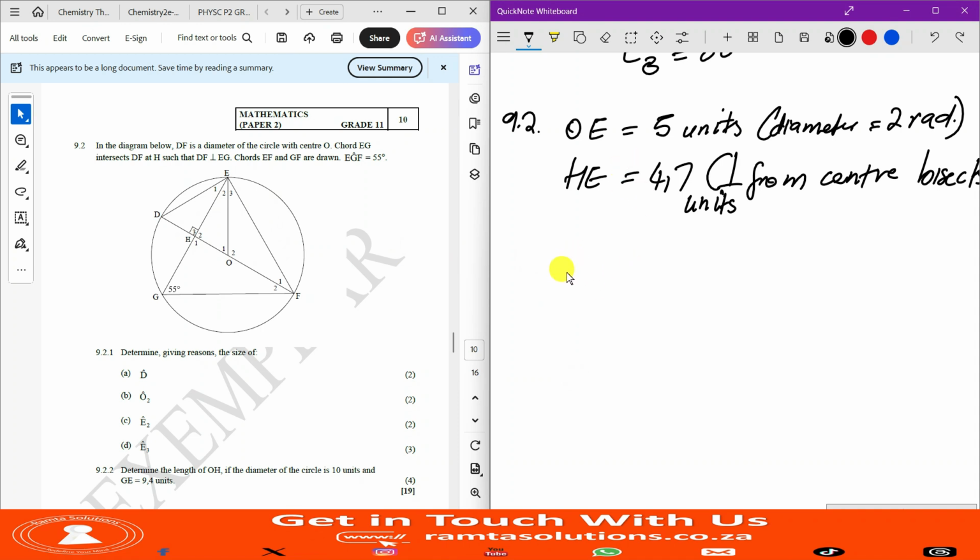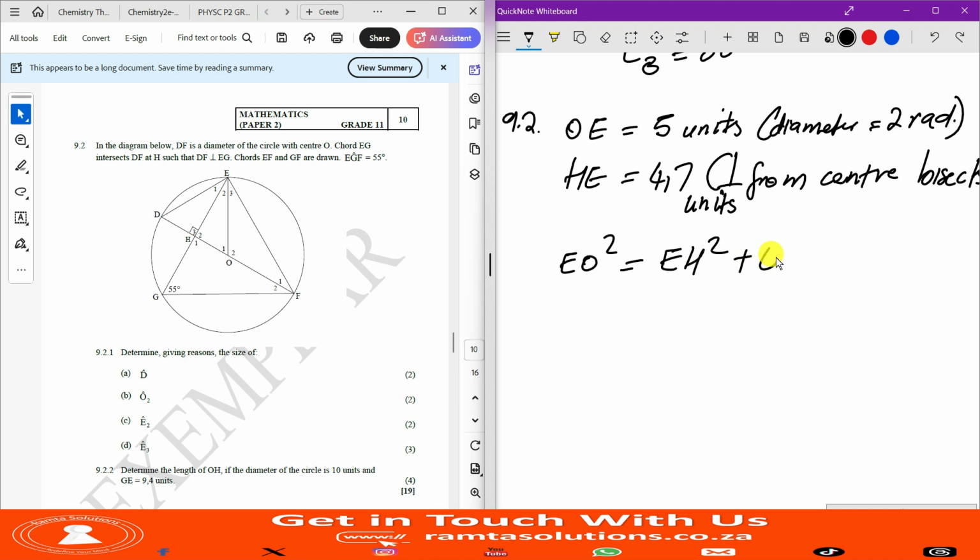What is this? We will say EO squared equals EH squared plus OH squared. Why? This is Pythagoras theorem. What is OE? It is 5 units. What is EH or HE? It is 4.7. What is OH?